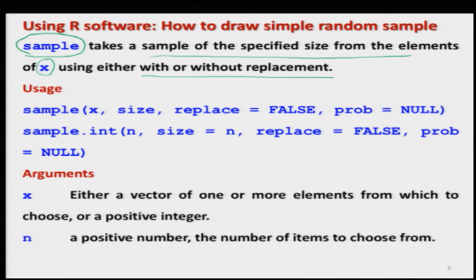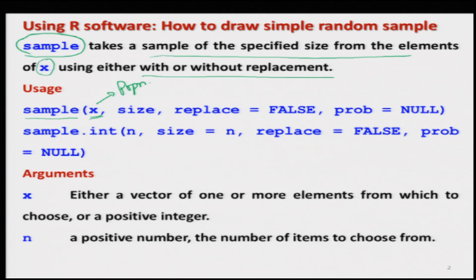The command or the syntax to draw the sample is, first you have to write down sample. Then inside the parenthesis there are few options which are optional and few options which are compulsory. So, first you have to compulsorily give the data vector x, which is actually your population. That means you have to specify from which population you want to draw the sample.